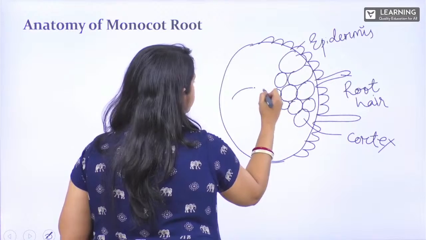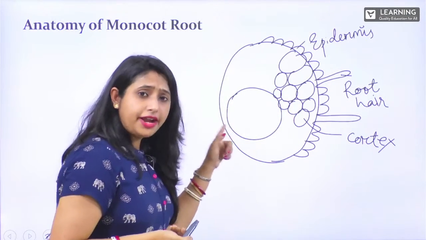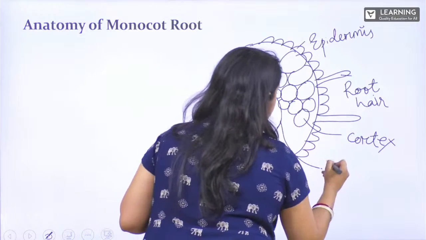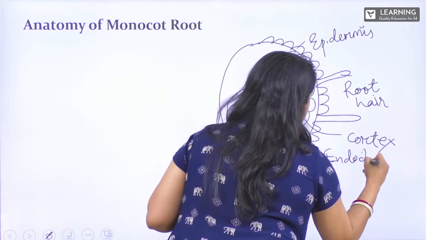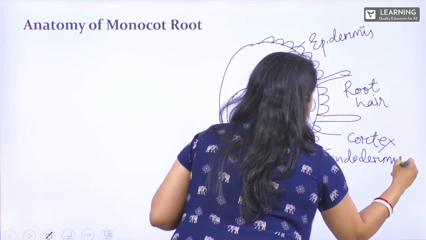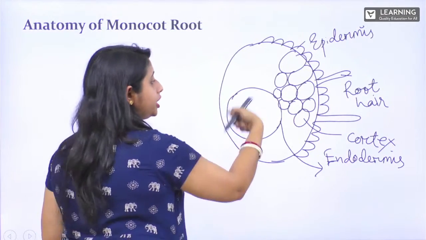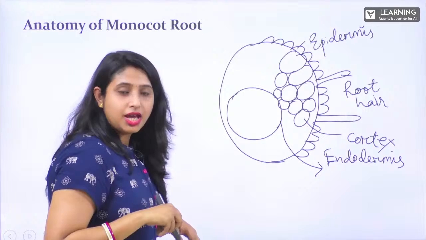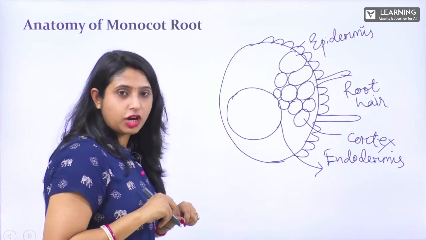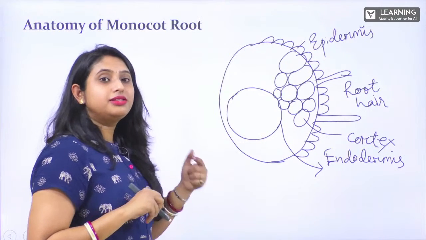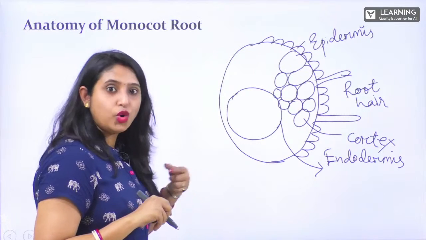Now here what will you find? Here you will find the endodermis, right? This is your endodermis. Now next, inside the endodermis, what is present? Everything inside the endodermis, what do we call it? We call it stele, right? Here only the arrangement of your vascular bundle is different. That is xylem and phloem, they are in the form of a polyarch. That is more than 6.